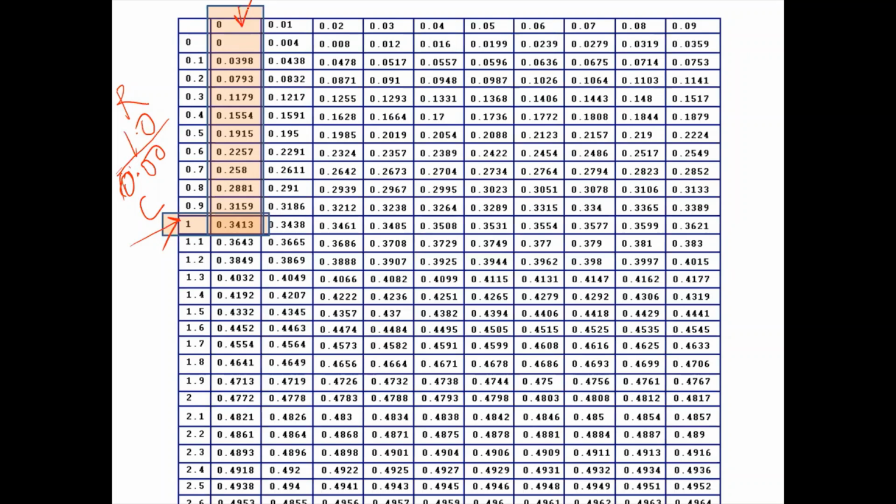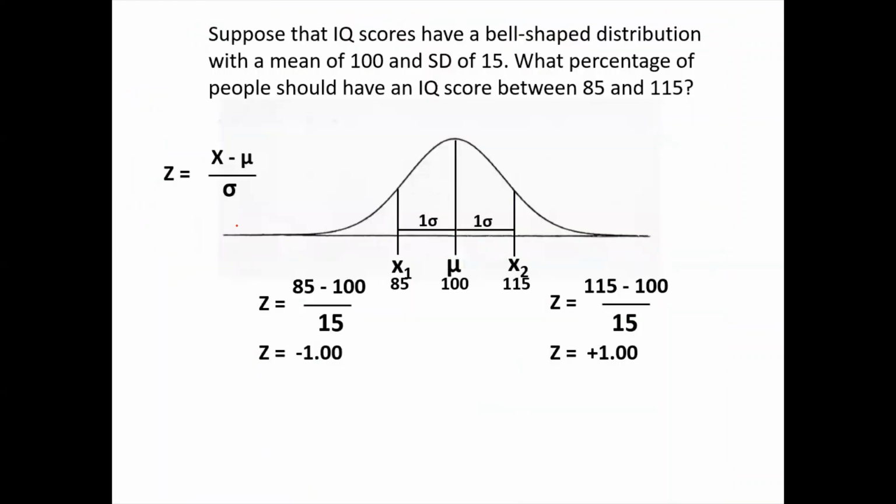So my current value for z equal to 1.0 is 0.3413. Now this is your distance. For a z value of 1.0, the distance is 0.3413 from the mean. So what is the meaning of this? The distance of x1 from the mean is 0.3413. The distance of x2 from the mean is also 0.3413. So the total percentage of population between x1 and x2 is the addition of these two distances. So if I add both of these values, it comes to 0.6826, which is 68%.